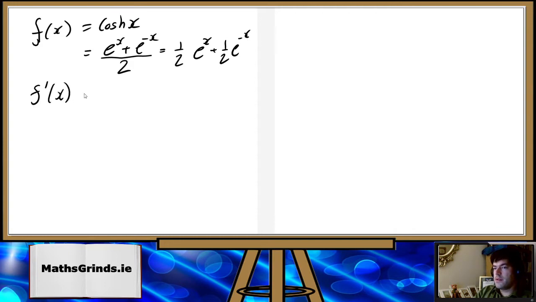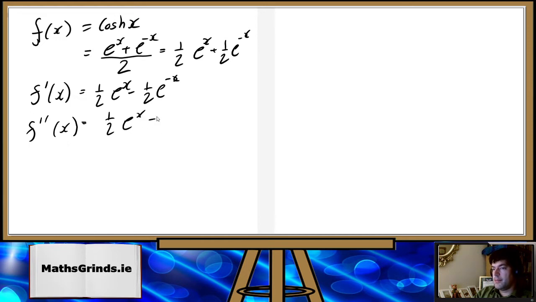First derivative would be a half e^x minus a half e^(-x). And then the second derivative takes us back to the original, a half e^x plus a half e^(-x). By the way, the first derivative is actually hyperbolic sine, so we're just switching between the two.